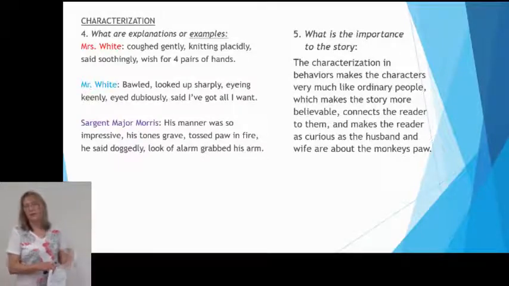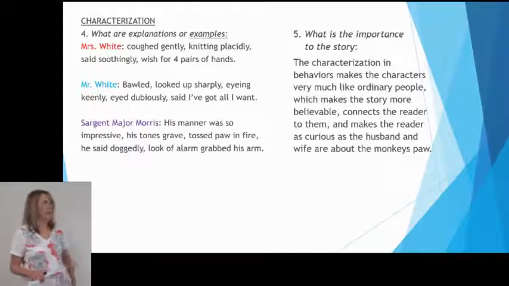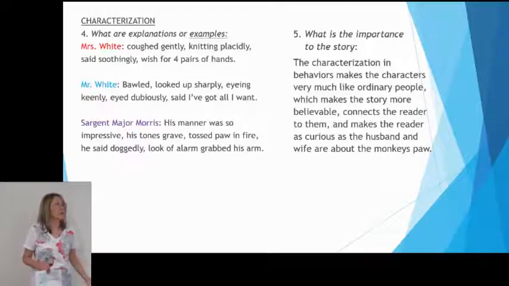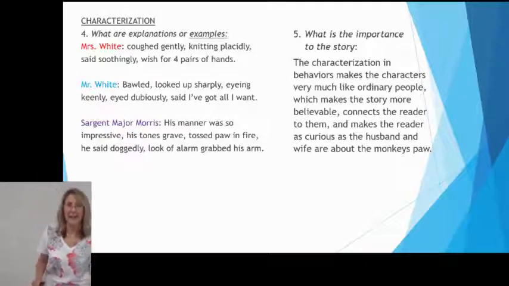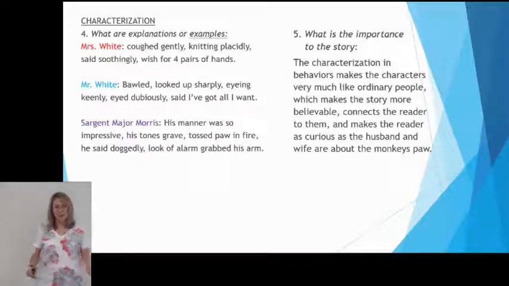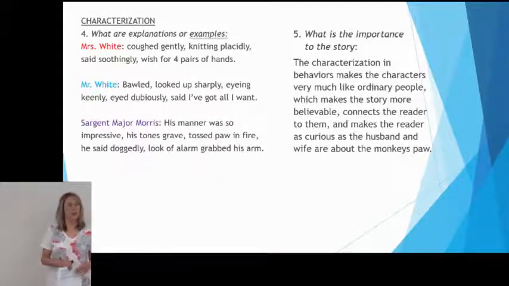We're going to talk about each of the characters and how they behave. Their behavior tells us a lot about them. For example, Mrs. White, she coughed gently, she knitted placidly, she said things soothingly. She had a wish for 4 pairs of hands. Okay, and so this helps us understand the kind of person Mrs.